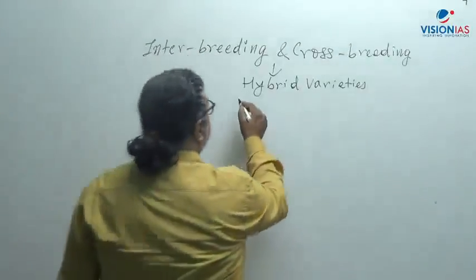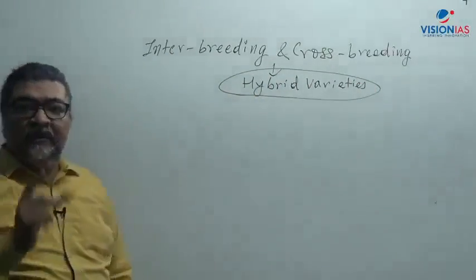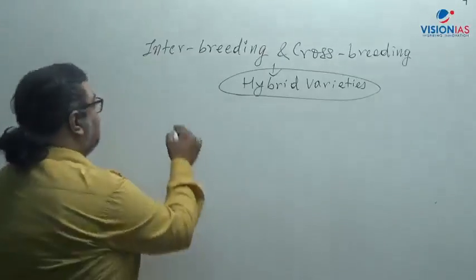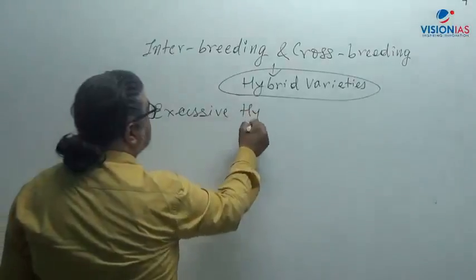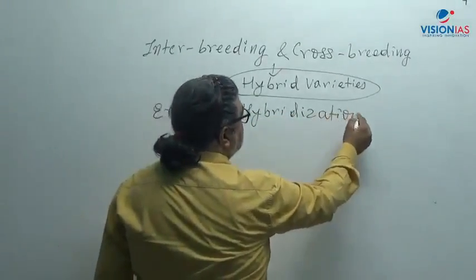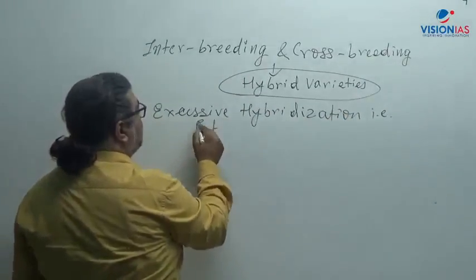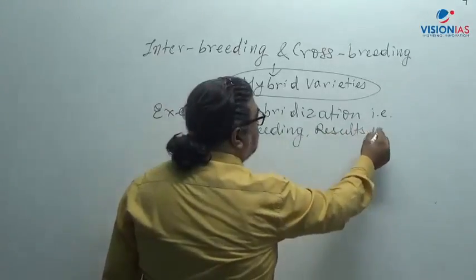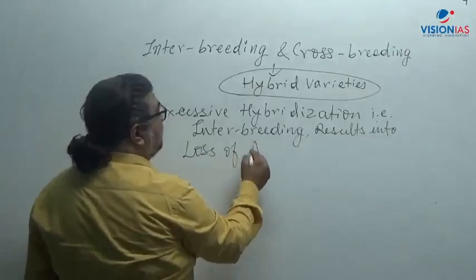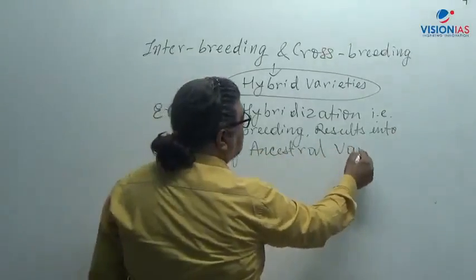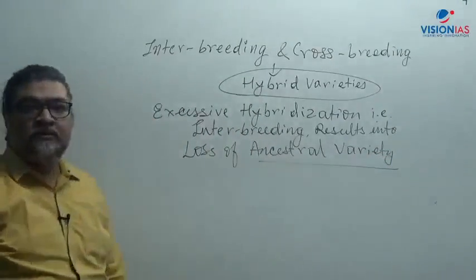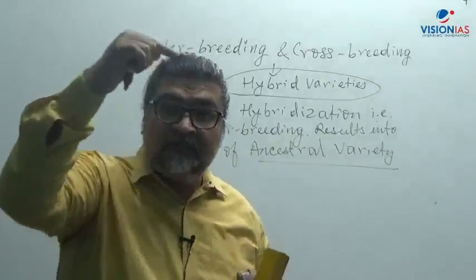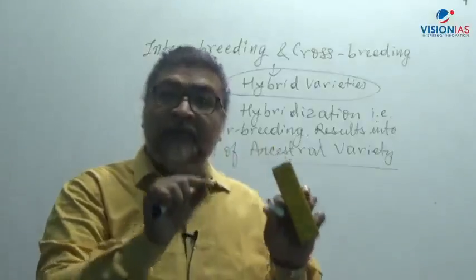So what is the problem here? When we create these hybrid varieties where we require it, that is all right. Where there is a need, that is all right. But if we do it unwanted, where we don't require it, what happens? Excessive hybridization, excessive interbreeding and crossbreeding, results in the loss of ancestral variety, the lineage. The ancestral varieties from which the breeding has been done will be lost, because we will be only and only cultivating hybrids in the agricultural land.